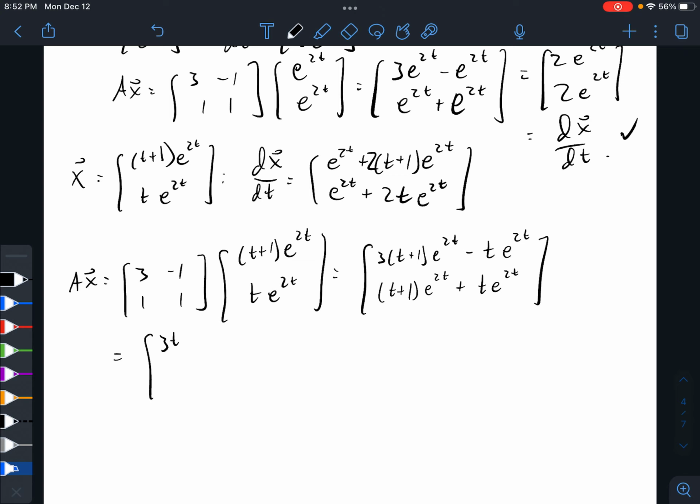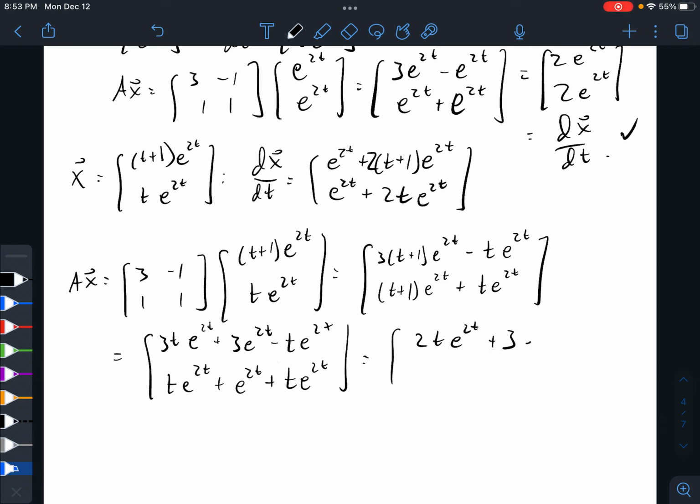So this can be written as 3t e^(2t) + 3e^(2t) - t e^(2t), and 2t e^(2t) + e^(2t) + t e^(2t). What's that? That is this and this combined to make 2t e^(2t) + 3e^(2t), and then this and this combined to make 2t e^(2t) + e^(2t).